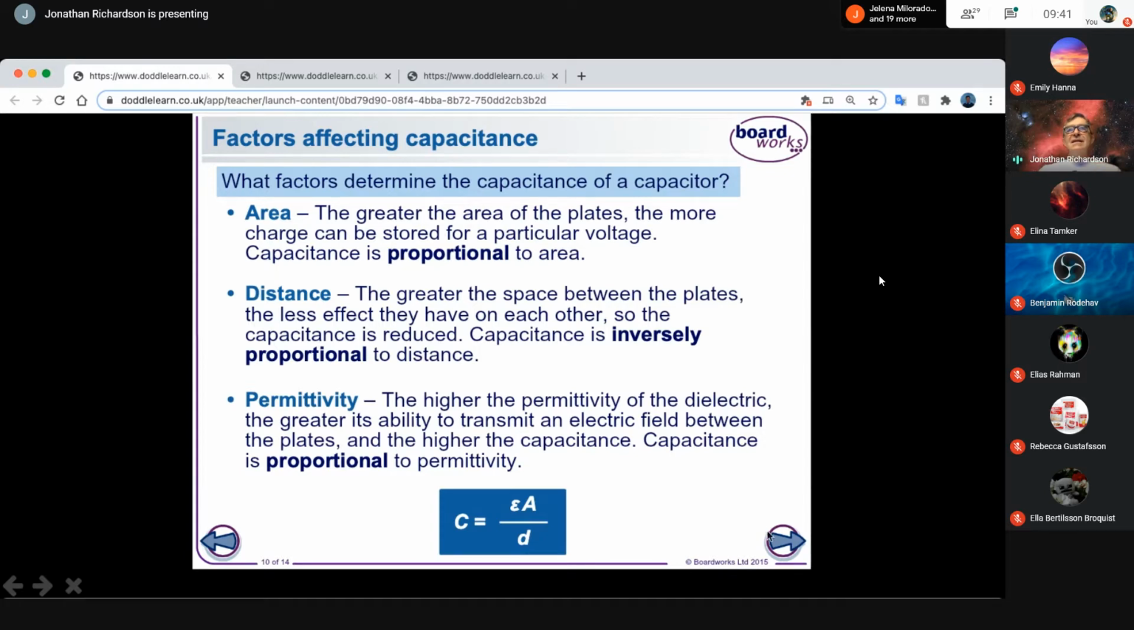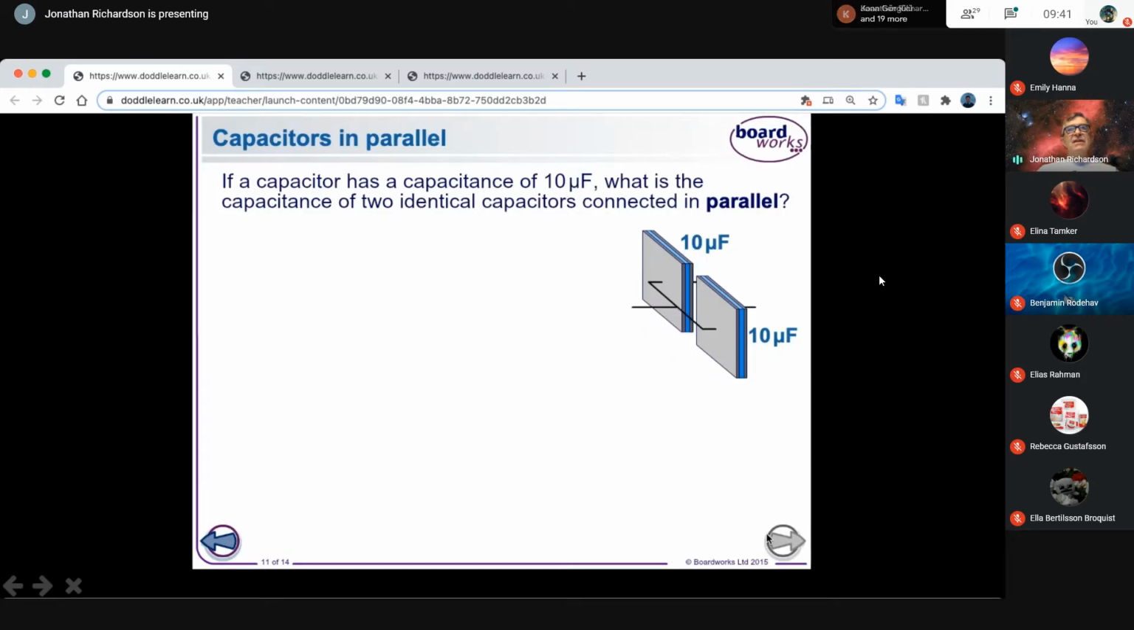Now, why is that important? Well, I've had a number of devices for you, and I've got this little combination, which hopefully you can see in front of my face. And we've got three capacitors. We've got one just here, one just here, and one just here. And they are joined together. And that means that the capacitance of two or more capacitors joined together will change.